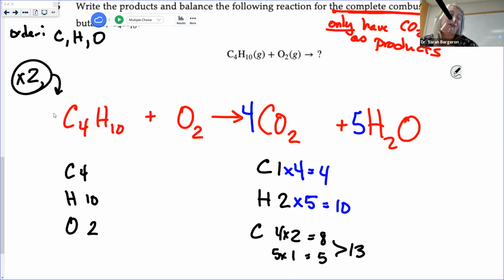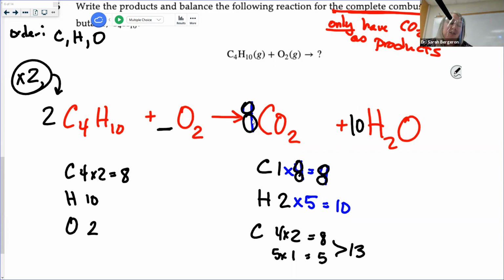So 1 times 2 is 2. We don't know what to put here yet, so we're going to leave that blank. 4 times 2 is 8. So I'm going to convert that to an 8. 5 times 2 is 10. So I'm going to convert that to a 10. Now let's go back and recount. Carbons. How many carbons on this side? 4 times 2 is 8. Carbons on this side, 1 times 8 is 8. So that checks out.